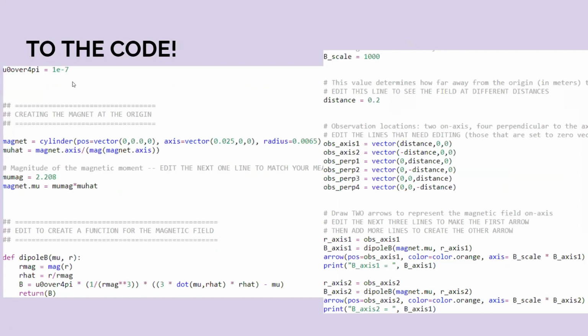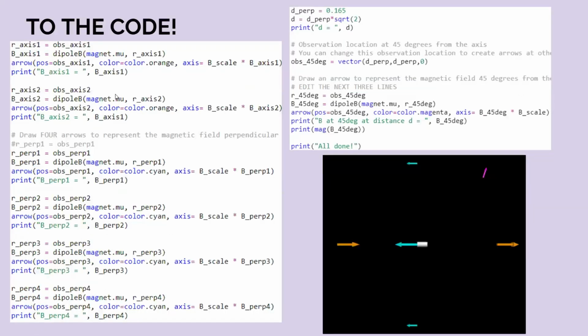So to the code, what initially we did was create a cylinder that put a position that basically created the magnet to model it in the code. I inputted the mu that I found in the last slide right here, 2.208. And this function right here basically defines a magnetic field at any position relative to the magnet that we found here. And then we made 6 observation locations, 2 on axis, 4 perpendicular to the axis. And as you can see here, and on the next slide, we basically defined those points and found the magnitude and direction of each of the magnetic fields there.